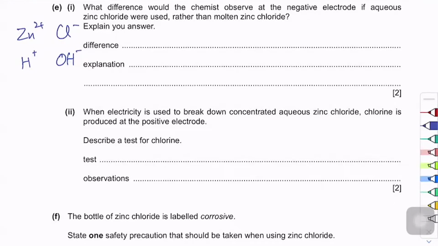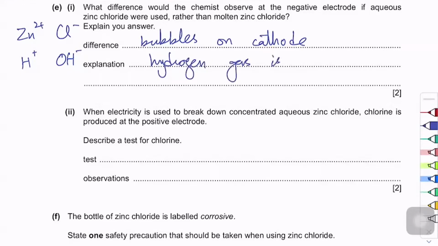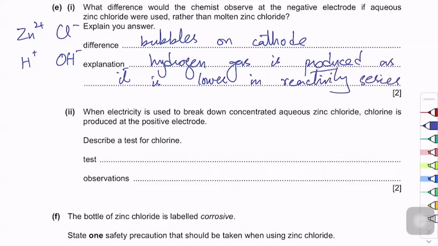So the difference is that we will see bubbles on the negative electrode, on the cathode. And the explanation is that hydrogen gas is produced as it is lower in the reactivity series. You can also say lower than zinc in the reactivity series. In fact, even if you don't give this reason, like you just say hydrogen gas, that also suffices for this question.